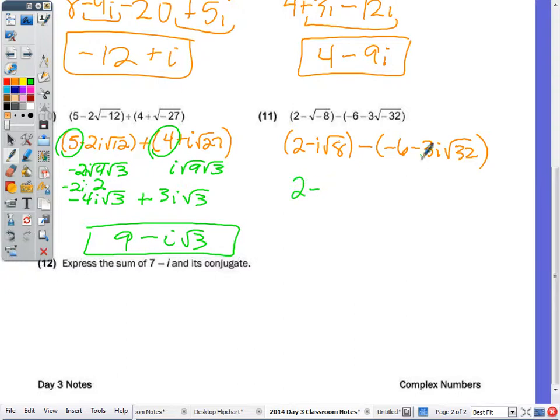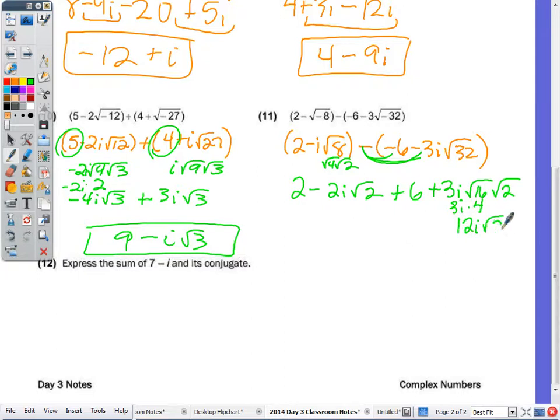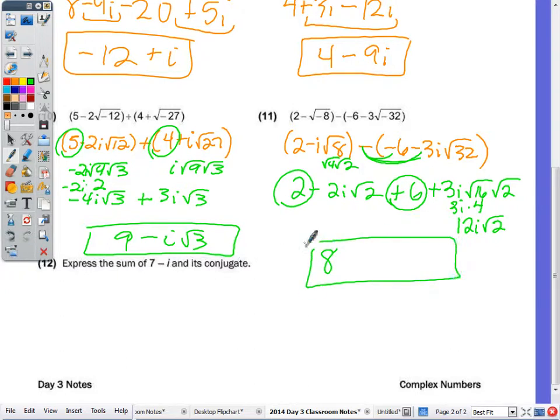Simplifying 8, well, let's actually distribute the negative through. So this is 2 minus, and since I have to rewrite this line, I'm going to break down the 8, which is 4 times 2. So this is really 2 minus 2i radical 2 plus the 6 minus 3i times the largest perfect square factor of, actually that minus is also going to change to negative times negative, positive. The largest perfect square factor of 32. 16 is right. 16 times 2. So 4 times 3i would be 12i radical 2. Combine the two real terms. 2 plus 6 is 8. The two i terms, we've got a positive 12i and a negative 2i to give me a positive 10i radical 2.